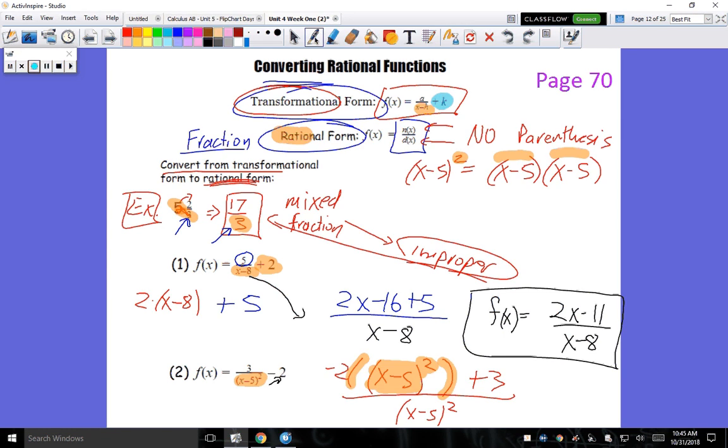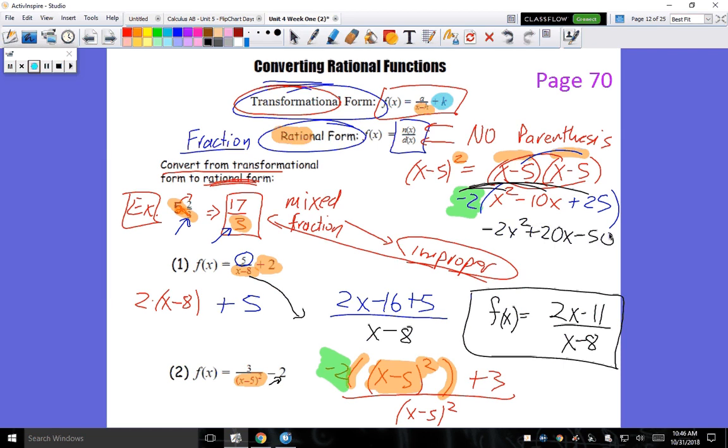Okay? So FOILing this out, we get x squared. We get minus 5, and another minus 5 gives us negative 10x. And then finally, the last numbers, negative 5 times negative 5 will give me this. Now remember, we have to distribute this negative 2 across everything. And this is where people forget this parentheses. The negative 2 distributed across everything will give us negative 2x squared plus 20x minus 50.